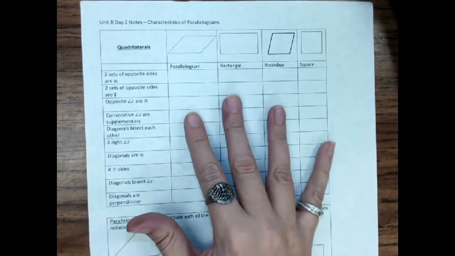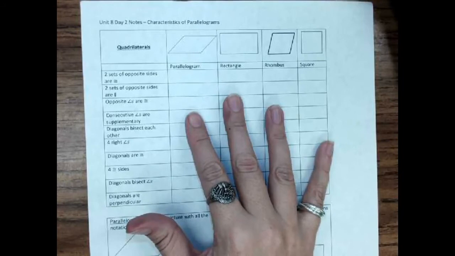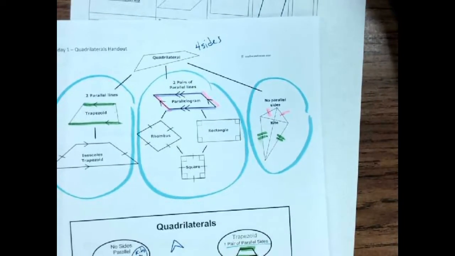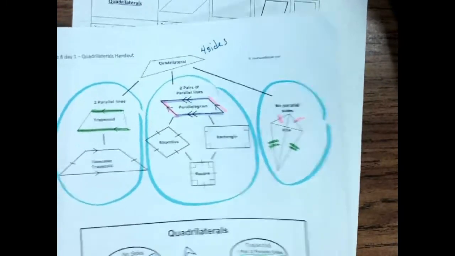Okay, so this is Unit 8, Day 2 notes, and we're going to talk some more about our quadrilaterals, and specifically about our types of parallelograms. We already introduced that last time on this page right here, and you might find it helpful to look back at the notes on this, and on this side where I put some of these notes, because we're going to go over this in more detail.